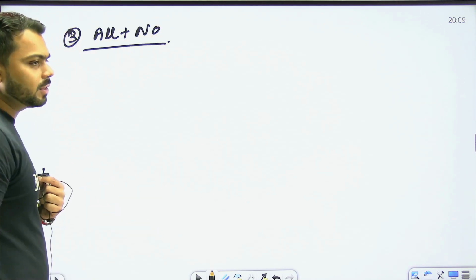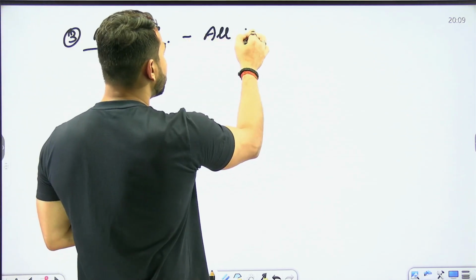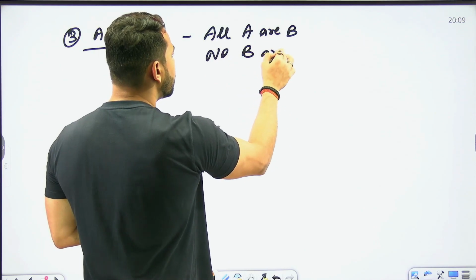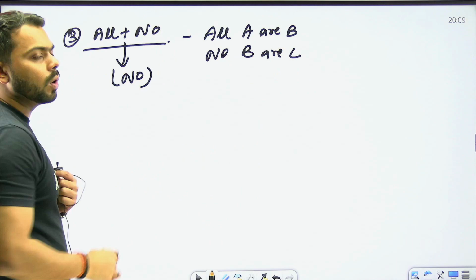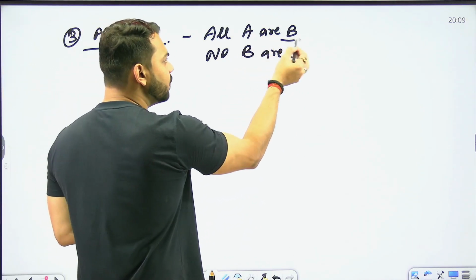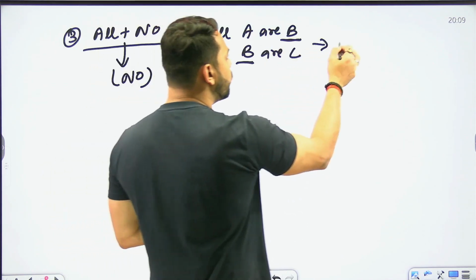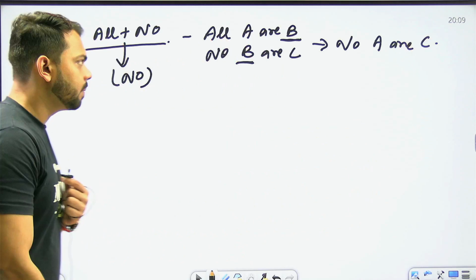If the pair of statements is given in this format, first one is all, that means all A are B, and second one is no B are C, then the conclusion will be in the format of no. Right? The predicate of this statement matches with the subject of this statement, and the conclusion will be no A are C. No A are C. Right?